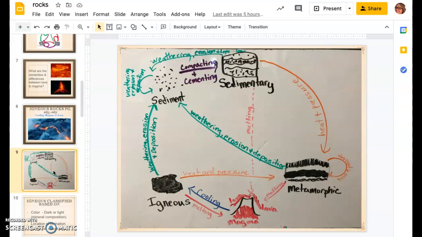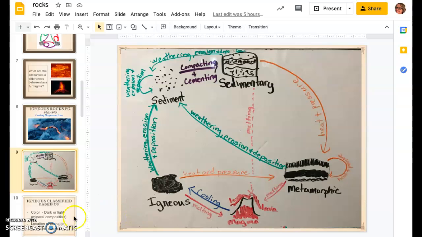Here's a picture of the rock cycle that I drew for you guys, and we looked at it in our last video as well. You can see here is our igneous rock, and the only arrow that's pointing towards igneous is this blue one that says cooling, because the only way for an igneous rock to form is for magma or lava to cool and harden. You'll notice that there are several arrows leading away from igneous rocks because igneous rocks can be changed in many different ways.